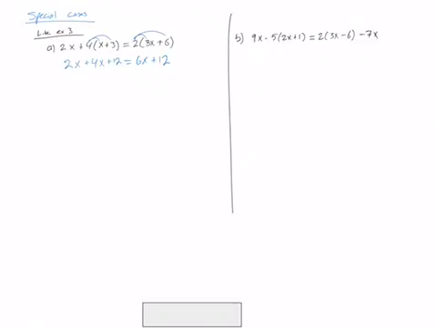On the left hand side I have some terms that are the same. I have 2x's here and 4x's. Combining those gives me 6x's.